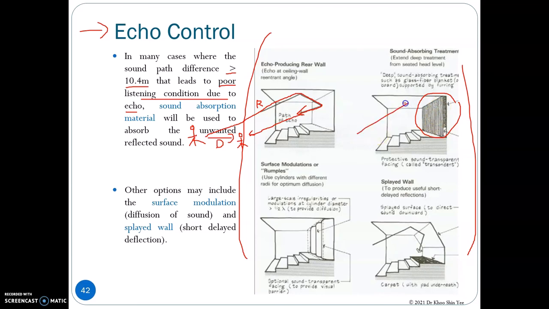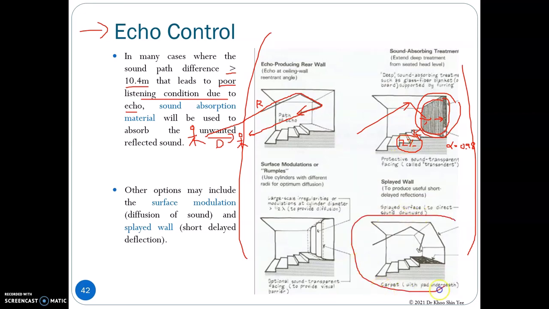So in this case, there is no more reflected sound because most of the sound energy has been absorbed by the absorbing material here. Let's say the absorbing material has alpha coefficient equal to 0.98. So in this case, 98% of the sound energy will be absorbed, only 2% of it will be reflected back. So this is very small and it can be ignored.